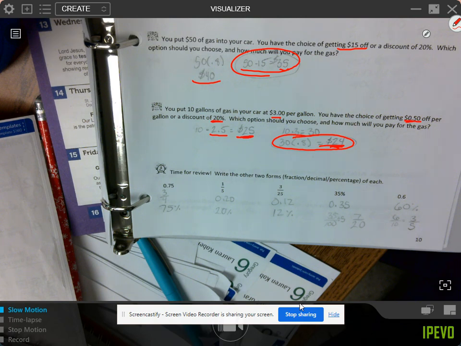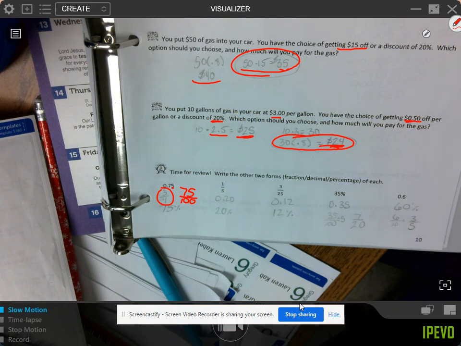All right, so time for review. Write the other two forms with the fraction, decimal, and percentage. So you should have all three forms listed, one they give you, and then you have to write the other two. So 0.75, remember we want to put that with 100 as our magic number, as per our denominators. 0.75 would be 75 hundredths, but we have to simplify. So we simplify our fractions down to 3/4, but we know it's 75 hundredths, so it's 75%.